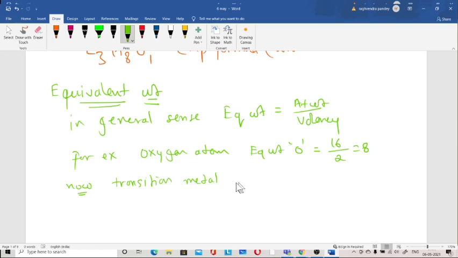So for a transition element, suppose we consider iron. Iron is a transition element. Now iron has two valencies.